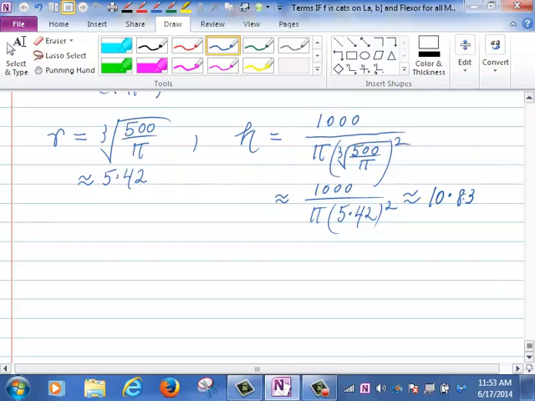So my final answer then is what? My final answer is that I should pick the dimensions as r is 5.42 and h is 10.83 in order to minimize the surface area. So if I minimize the surface area, I minimize the cost as well.